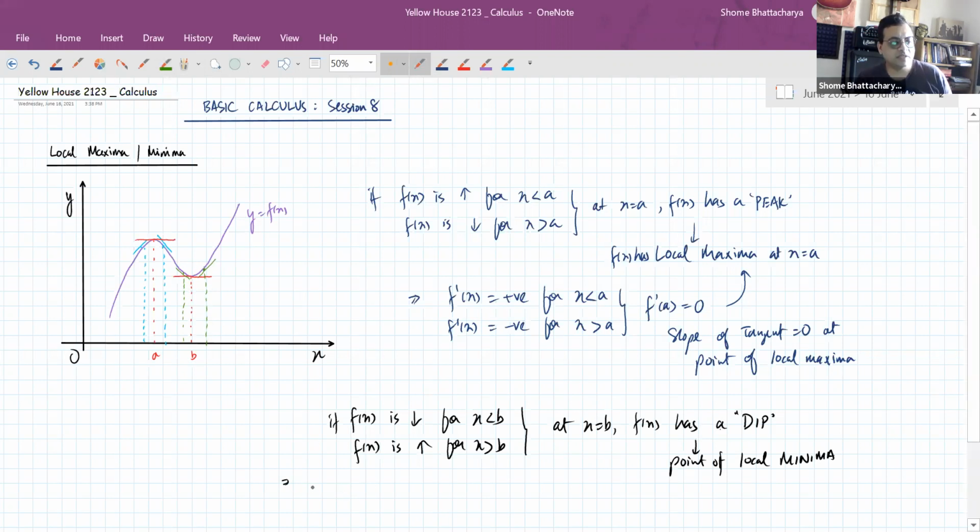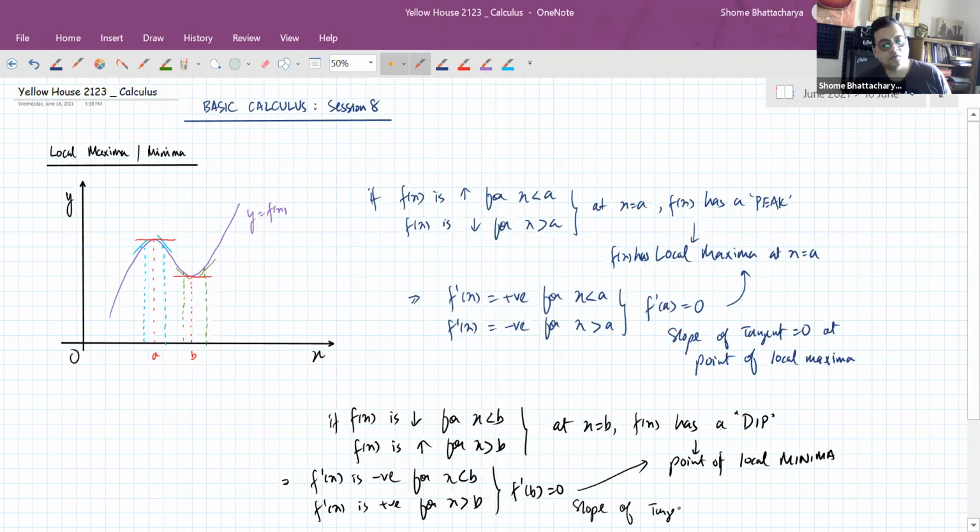So the behavior of the derivative is again like this: f prime x is negative for x less than b, is positive for x greater than b, and precisely at the point b, the derivative is 0. So again, this is a condition for a point of local minimum. Slope of tangent again equal to 0 at x equal to b, which is a point of local minima. So this is what we had looked at last time, and on the basis of this kind of analysis of the behavior of a function, we had understood how to find the local maxima and local minima for a given function if we don't know its graph beforehand, right?